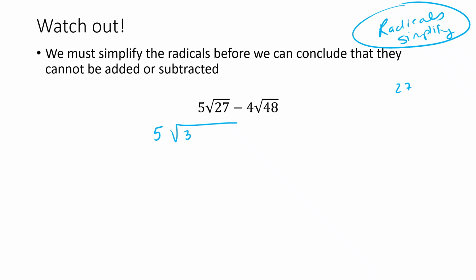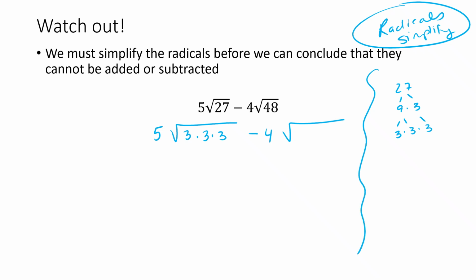So 27 factors into 9 times 3, and then 9 factors into 3 times 3. And so that's 3 times 3 times 3. Now, over here, I'm going to do this a little bit differently. I am not going to get it all the way to the prime factorization. I'm going to say that 48 is 3 times 16. And then I'm going to go ahead and factor the 16 into 4 times 4.